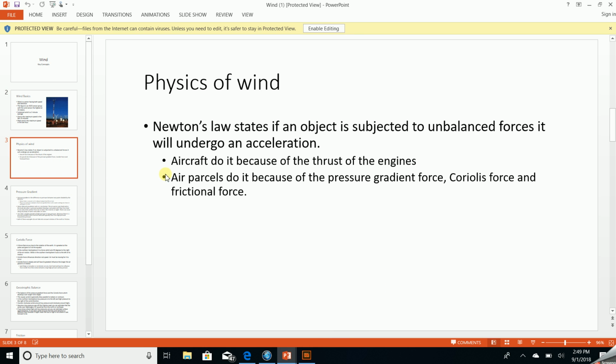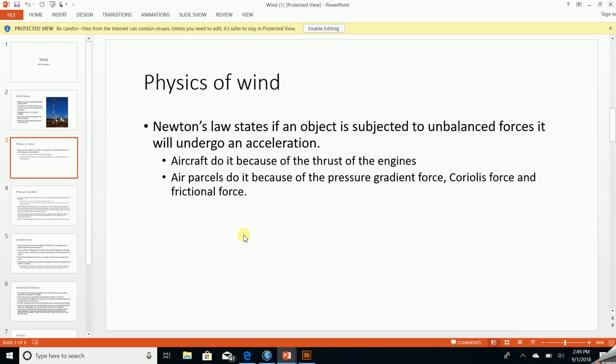So how the heck does wind get made? Well, you can derive wind basically from the physics of wind, which is Newton's laws of motion. One of the first laws states, if there's some unbalanced force working on an object, it will undergo an acceleration until the force is balanced. So if you put the thrust on your engines in an aircraft, that aircraft is going to accelerate down the runway. Air parcels do it too. The pressure gradient puts a force on it, Coriolis force puts a force on it, and friction provides a force on it. So these 3 things are all contributing to the wind.